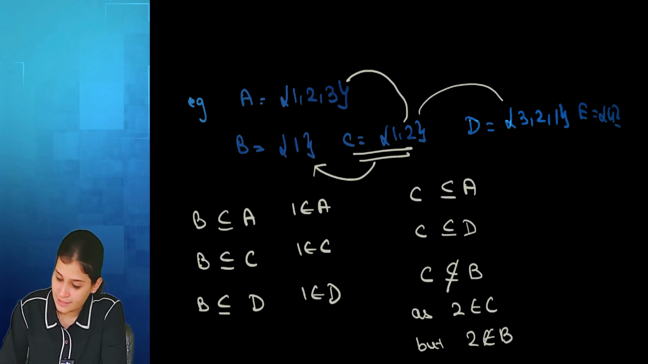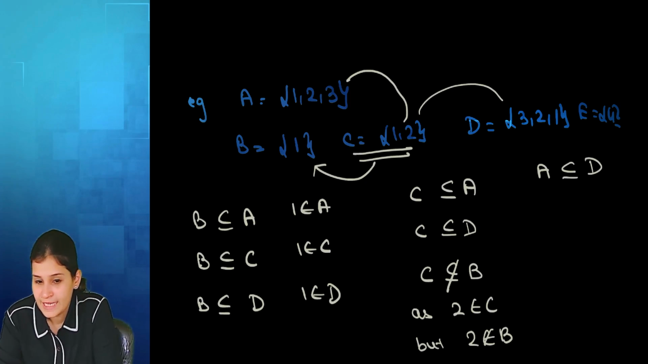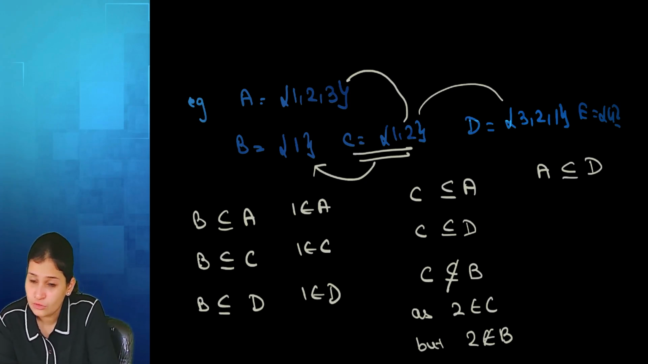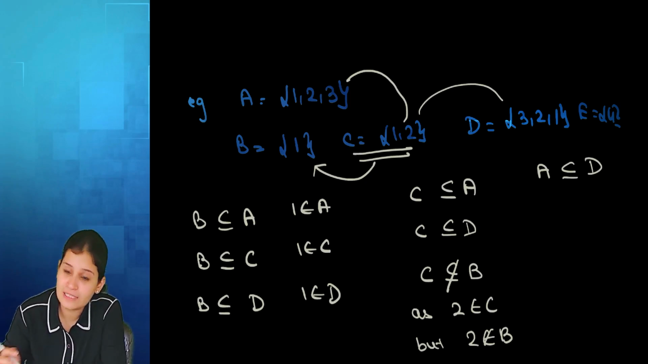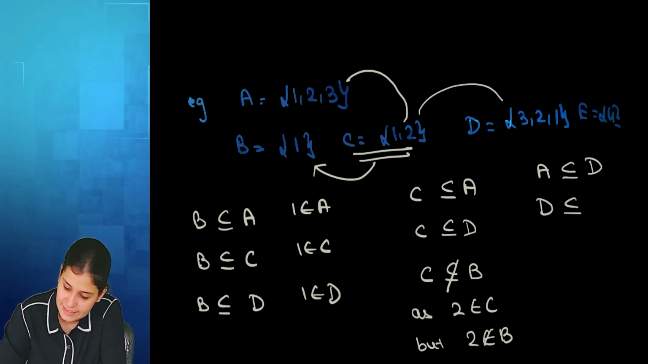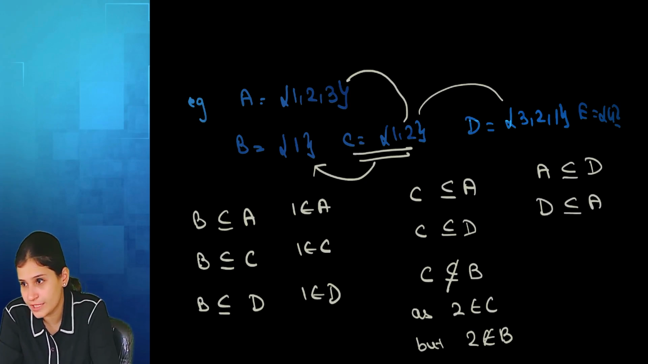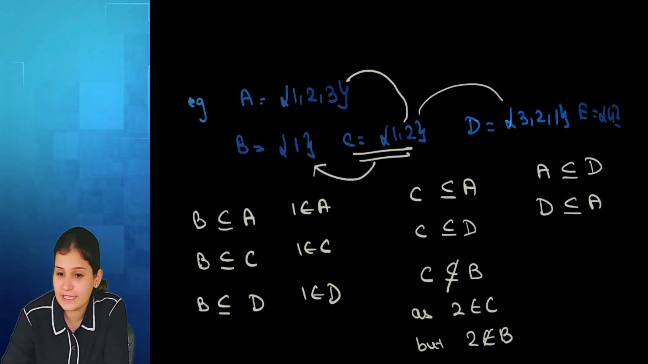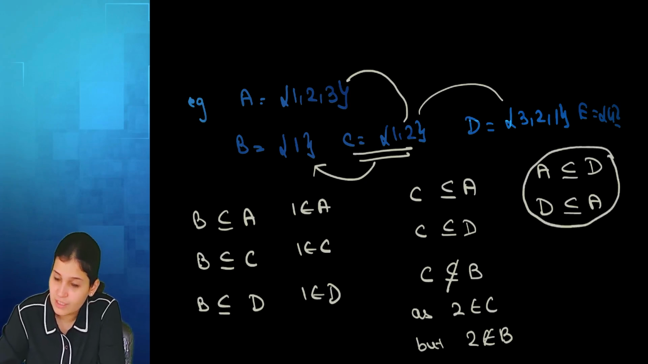Yes. Now, if I talk about A, can I say that A is a subset of B? A has 3 elements 1, 2, 3. Those 3 elements are also present in D. Reverse. Can I say that D is a subset of A? D has 3 elements 1, 2, 3. Those are also present in A. So D is a subset of A. And since they two are subsets of each other, I can conclude that A is equal to D.